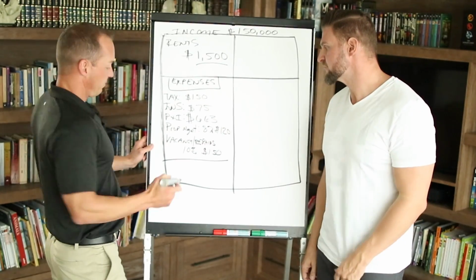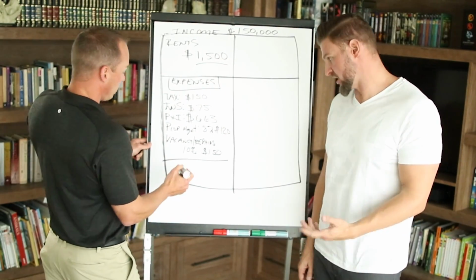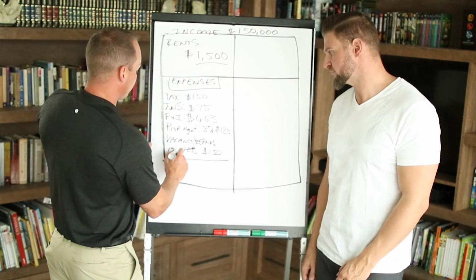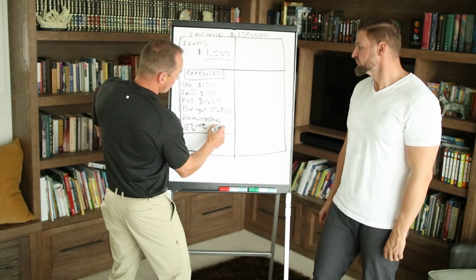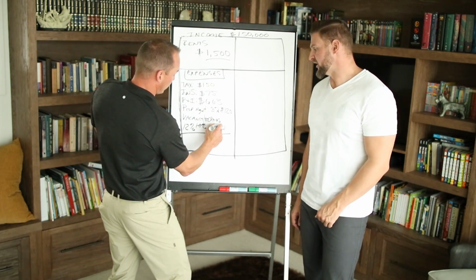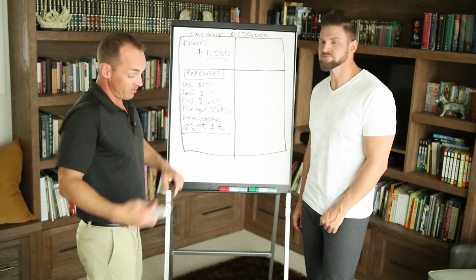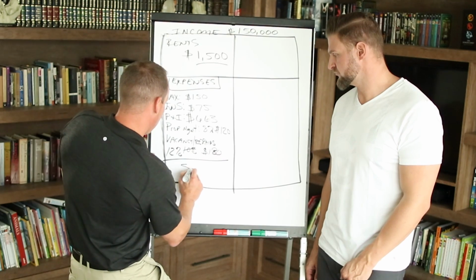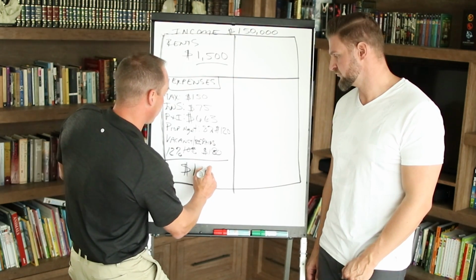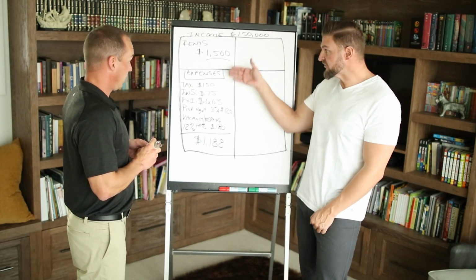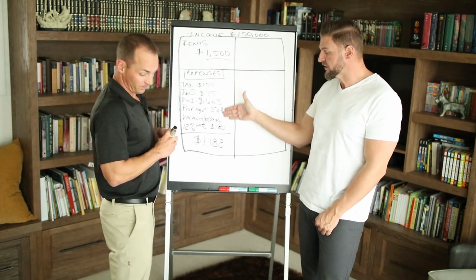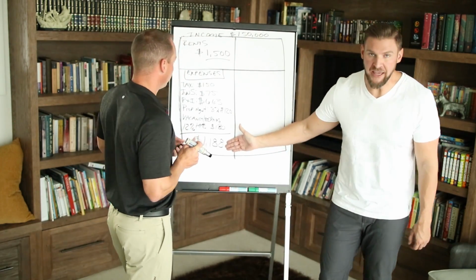Let's be more conservative. Let's change this 10 to 12%. I feel like that's a better number to use for this example, because we always like to err on that side of things. So let's change that to $180 instead of $150 a month. So the total expenses are $1,188 a month.